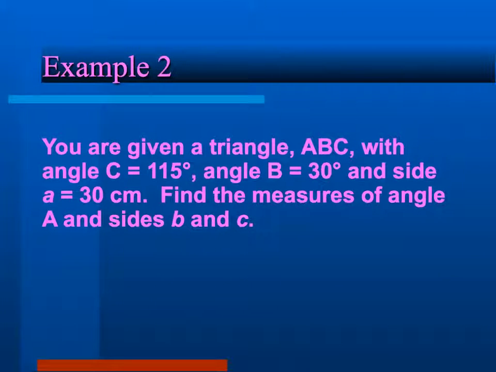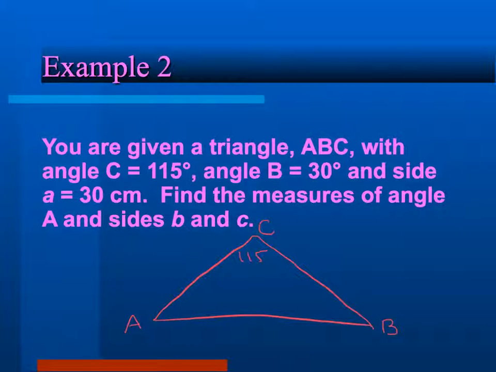So we have a new drawing here, and again, my triangles all look the same, so I will try to make 115 degrees there, something like that. So there's 115 at angle C. Let's call that angle A. Let's call that angle B. Angle B is 30. Side A is 30 centimeters. So side A is opposite angle A.